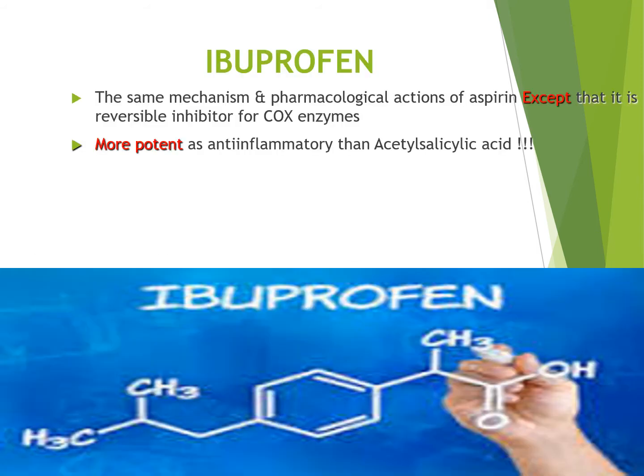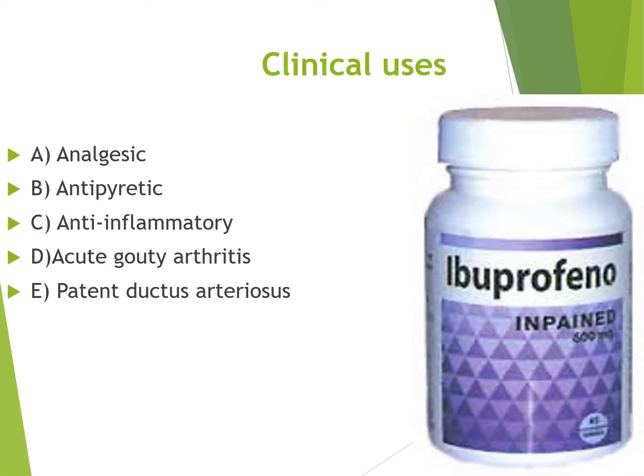Ibuprofen has the same mechanism and the same pharmacological actions as acetyl-salicylic acid, as aspirin, except that it is a reversible inhibitor of COX enzymes, and more potent as an anti-inflammatory than acetyl-salicylic acid. Clinical uses: it is used as analgesic, antipyretic, anti-inflammatory, and also in acute gouty arthritis, and patent ductus arteriosus in children.